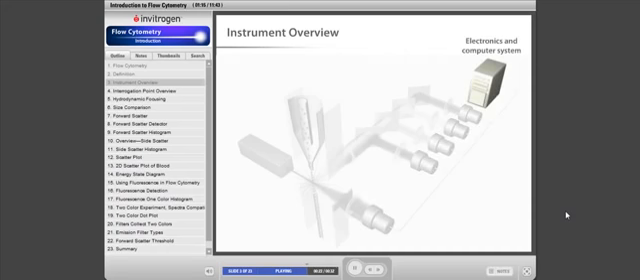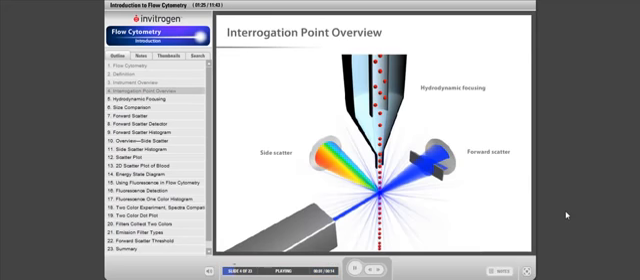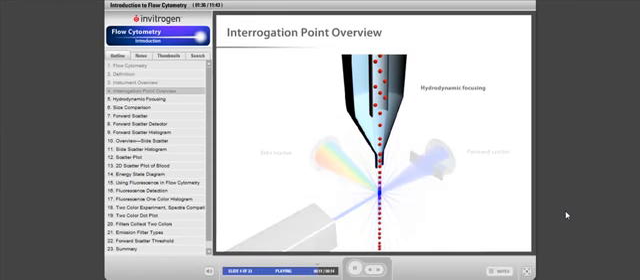And the electronics and the peripheral computer system, which convert the signals from the detectors into digital data and perform the necessary analyses. The interrogation point is the heart of the system. This is where the laser and the sample intersect, and the optics collect the resulting scatter and fluorescence. First, let's talk about how the sample is delivered to the laser.